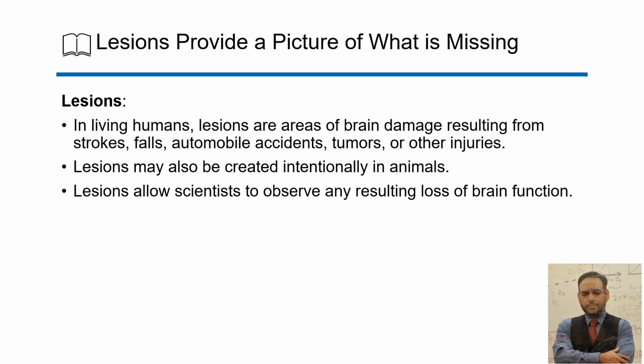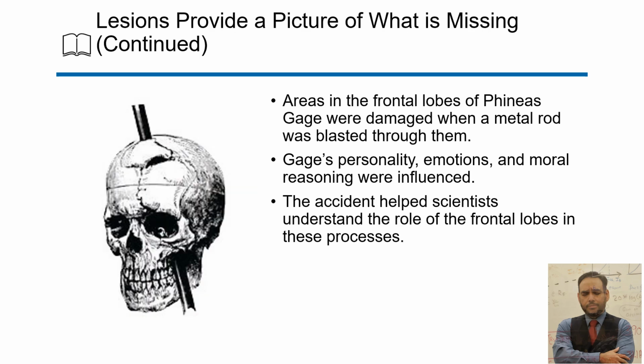Lesions and what they provide. It says lesions provide a picture of what is missing. A lesion is just anything like scar tissue around the brain matter. In living humans, lesions are areas of brain damage resulting from strokes, falls, automobile accidents, tumors, and other injuries. It could also be caused by surgical scars. So lesions can also be considered surgical scars. Created intentionally in animals, lesions allow scientists to observe any resulting loss in brain function. Right?